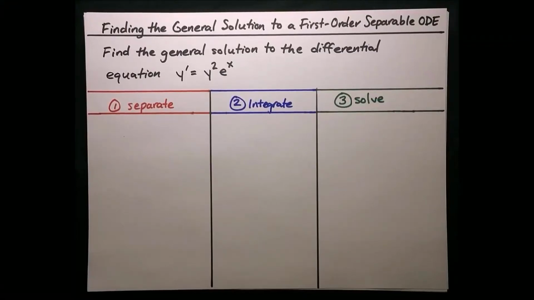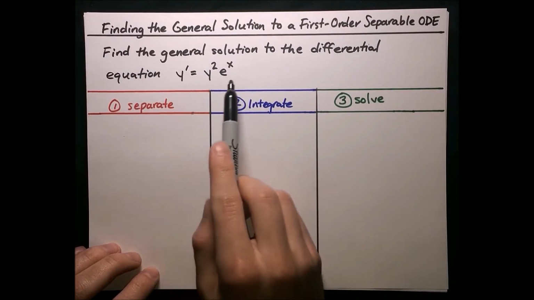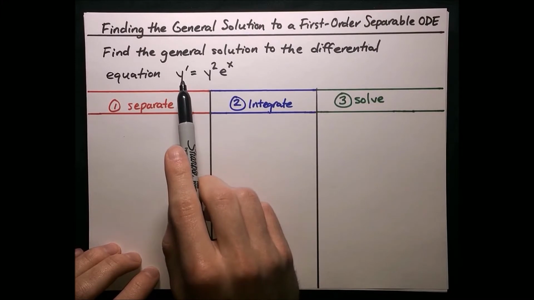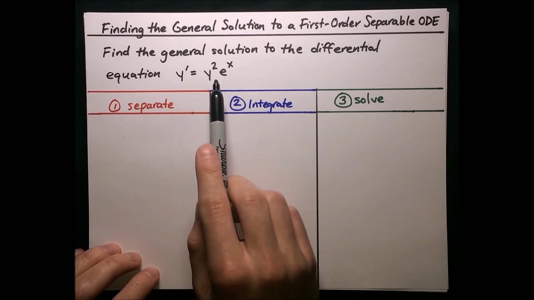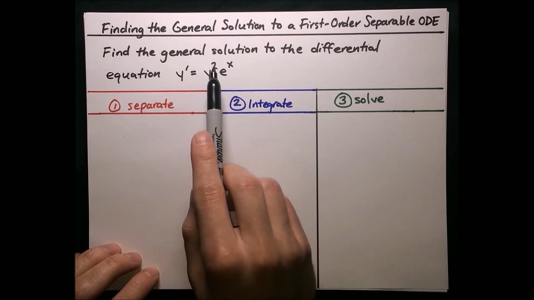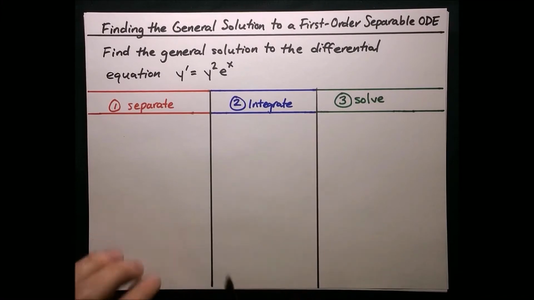In this video, I'm going to show you how to find the general solution to a first-order separable ordinary differential equation. So here we want to find the general solution to this differential equation right here. And the general solution is just the function y which satisfies this differential equation. It's the function whose derivative is equal to the function itself squared times e to the x, where x is the input to the function y.